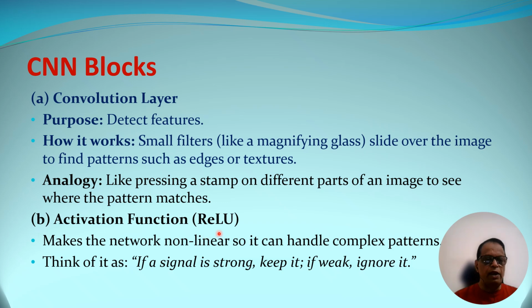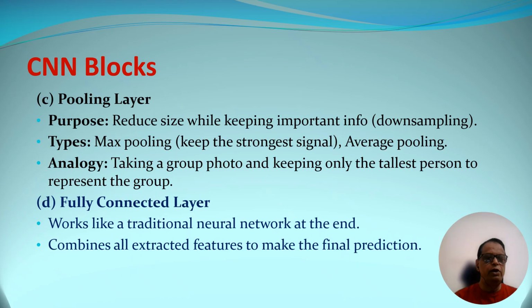Then there is a rectified linear unit, which is an activation function that makes the neural network non-linear so that it can handle complex patterns. As far as its working is concerned, if the signal is strong, then we need to keep it. If the feature is strong, then it is kept. If it is weak, then we need to ignore it. This job is done by the rectified linear unit.